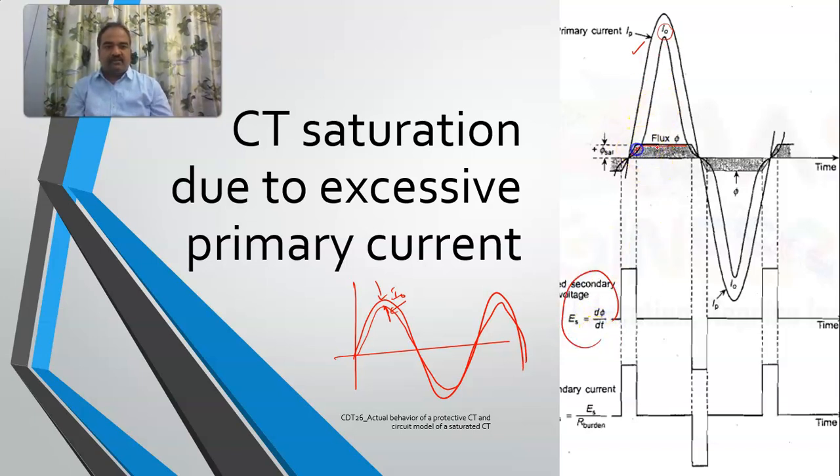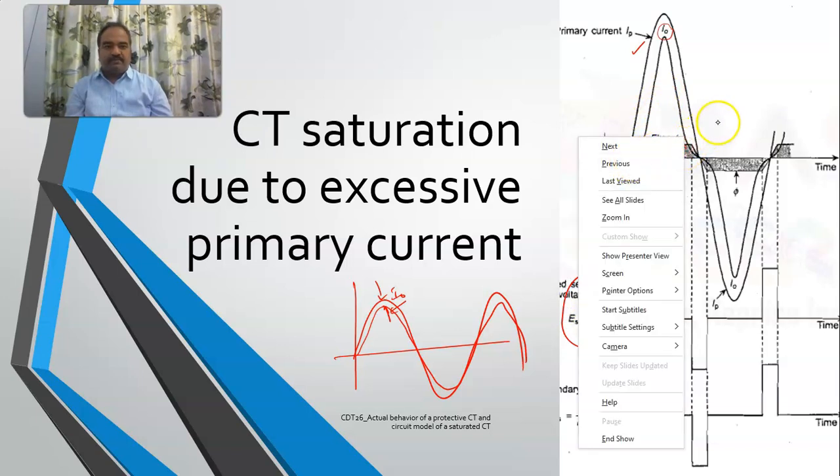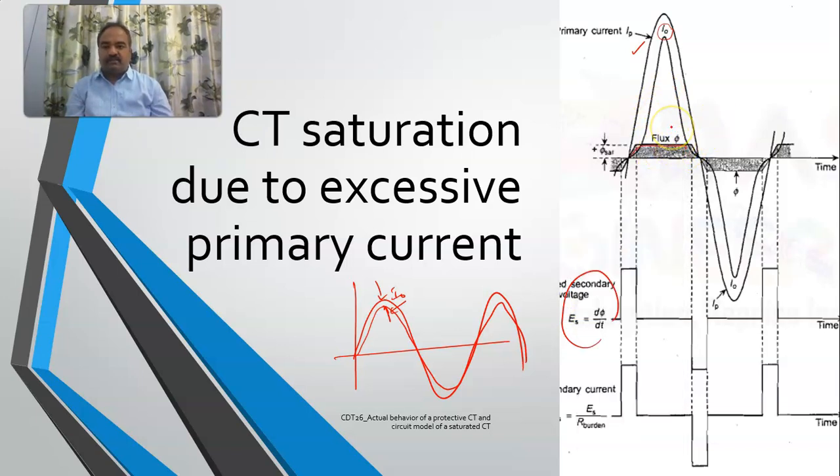Since flux is constant, flux has moved into saturation mode because my saturation has been done. Since it is being saturated, automatically what happens? You know the EMF which is developed is proportional to d phi by dt, right? There is no change in flux because it has become saturated. So automatically, since it has saturated, there won't be any EMF.